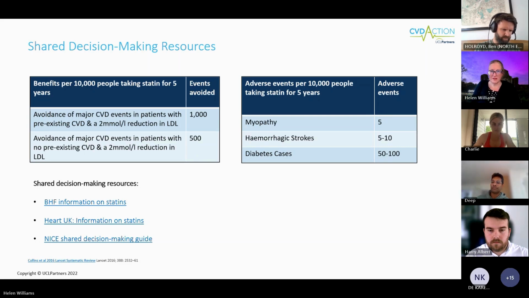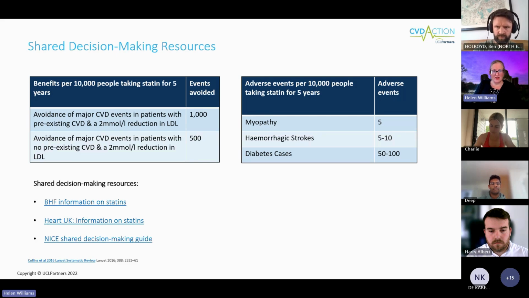And in that same cohort, in terms of side effects, we really worry about myopathy, rhabdomyolysis. We'd see 5 cases of myopathy in that 10,000 cohort, 5 to 10 additional hemorrhagic strokes, and the bigger one, 50 to 100 additional new cases of diabetes. And it appears that statins are sort of unmasking diabetes a few months earlier than in patients who aren't on a statin. So that might help frame a conversation with your patient.